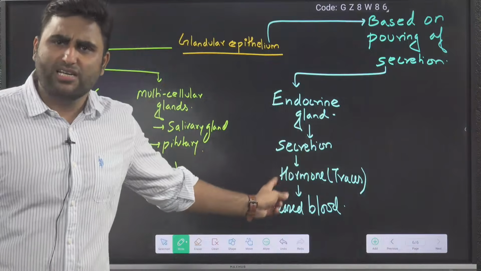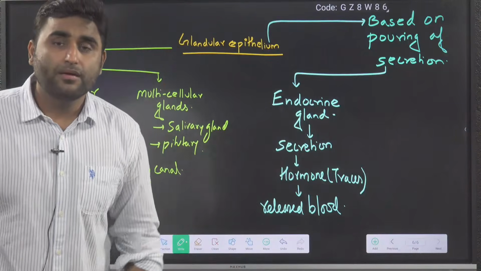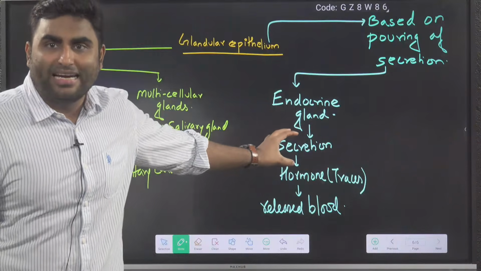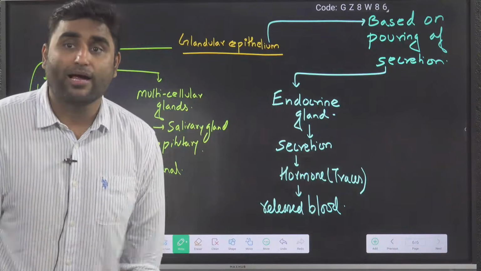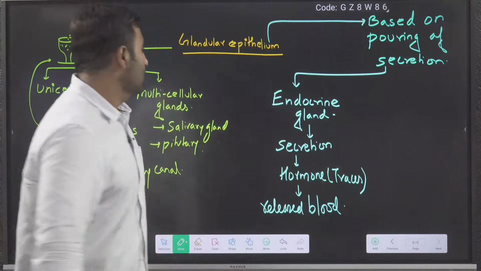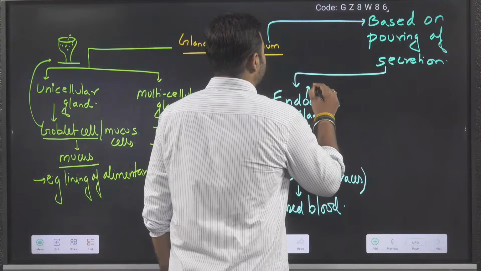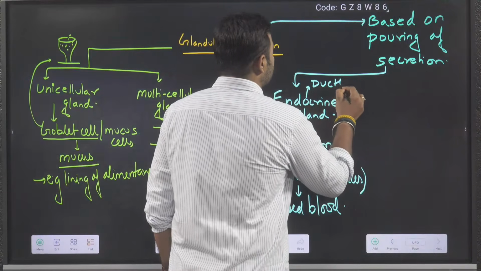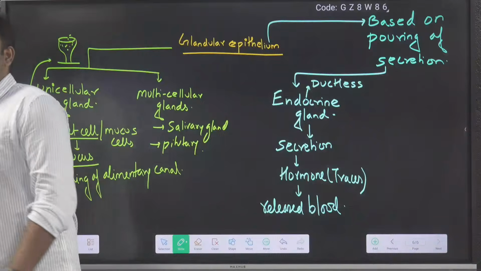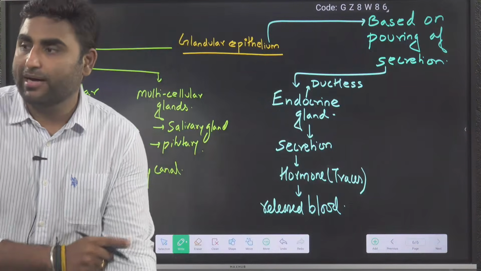Since the secretion is released in blood, do we need any duct here? Is any duct required? No. So these glands are ductless glands. Endocrine glands can be called ductless glands. Are we clear with this, everyone?